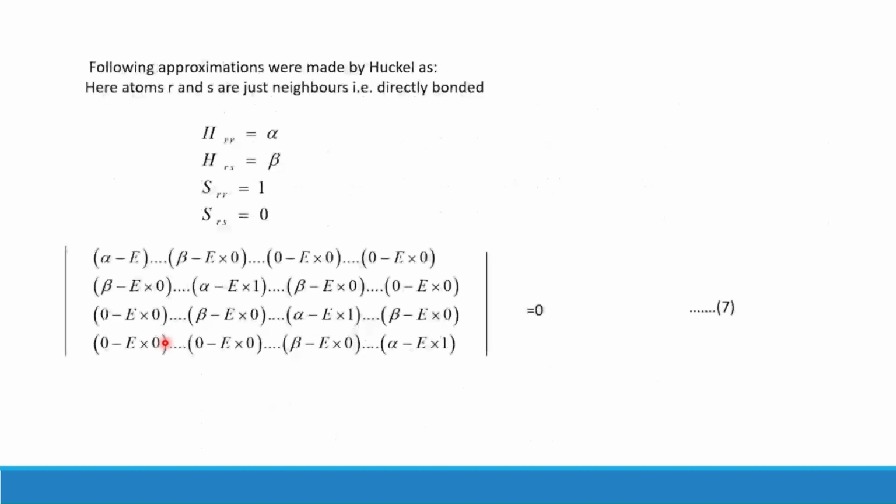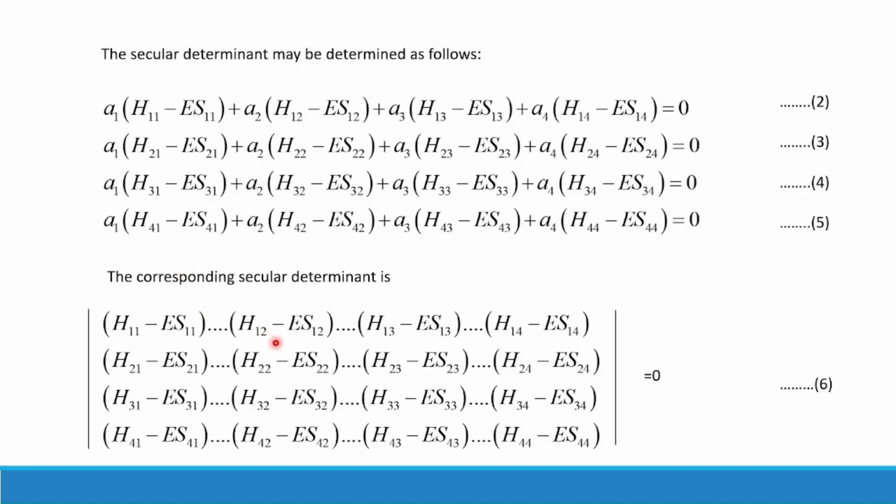So you can see here that we have written alpha minus E. Then the second term, H12. H12 is again directly bonded, so it would be represented as beta minus E S12. S12 was 0, so multiply by 0. So beta minus E into 0, that would be equal to beta.